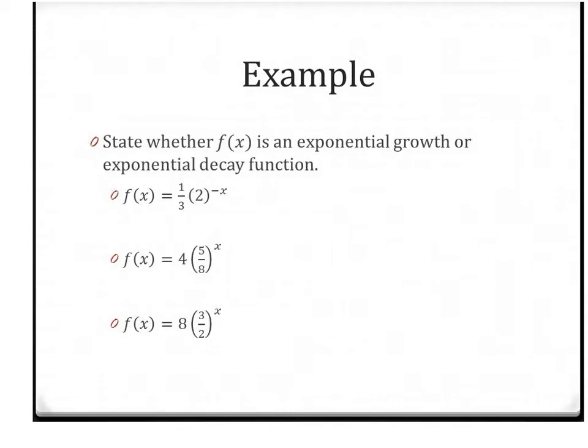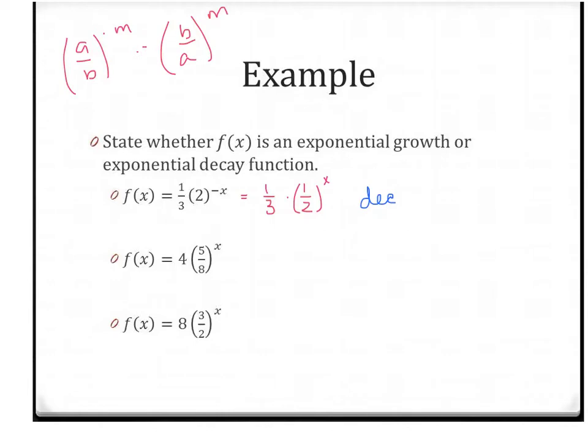So if we look at these examples here, it just says to state whether this is an exponential growth or an exponential decay function. And so the first one, 1/3 times 2 to the negative x power. Okay, now we haven't really addressed that negative x power, but if you remember your exponent rule, a over b to the negative power is going to switch things to the positive power. And so I could write this 1/3 times 1/2 to the positive x power. And so it's a lot easier to see from here that is going to be decay.